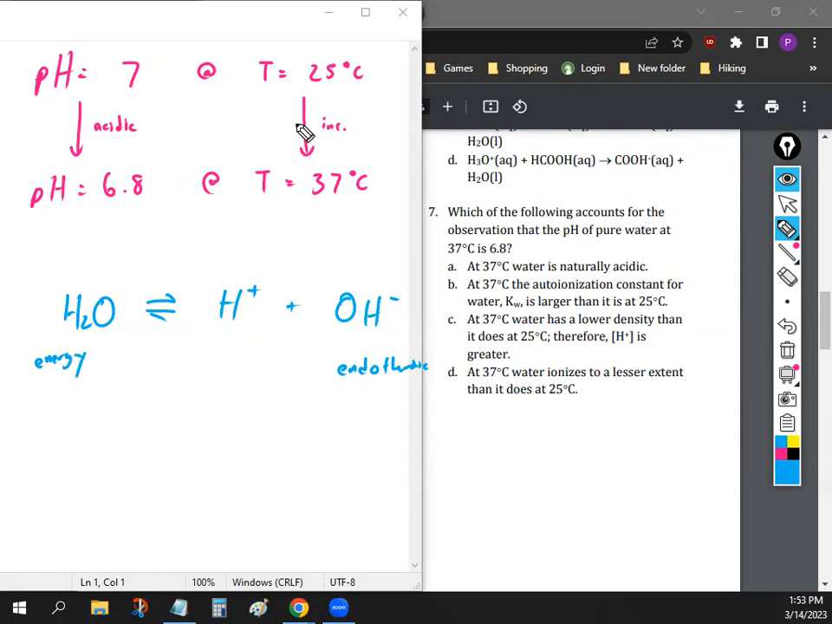So if I increase the temperature, are you adding reactant or product? You're adding reactant because you're adding energy, giving more energy to the molecules. If we remember Le Chatelier's principle, which way does it shift the reaction? To the right. That will increase H plus. That one's for if the temperature decreases: then it'll get a little more basic.